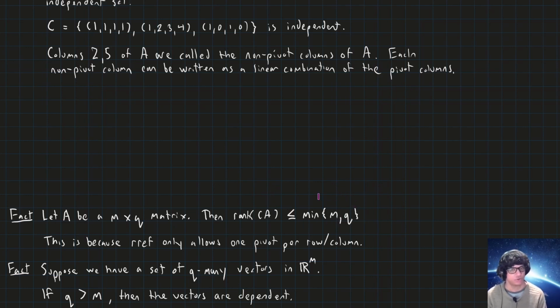Okay, so why is this true? Well, it follows from the definition of echelon form. Echelon form only allows for 1 pivot per row and 1 pivot per column. If it has more than 1, then it's not an echelon form. So that means the most the rank can be will be the lesser of the number of rows and the number of columns. This has a pretty interesting consequence.